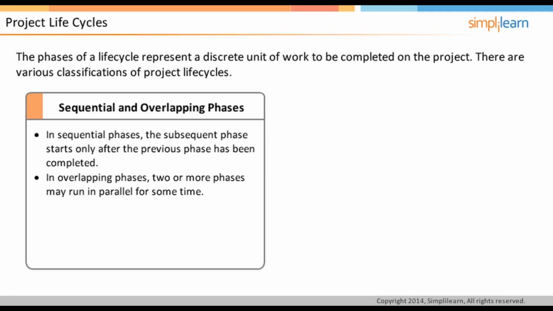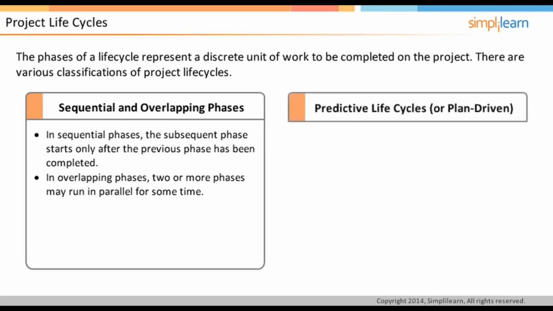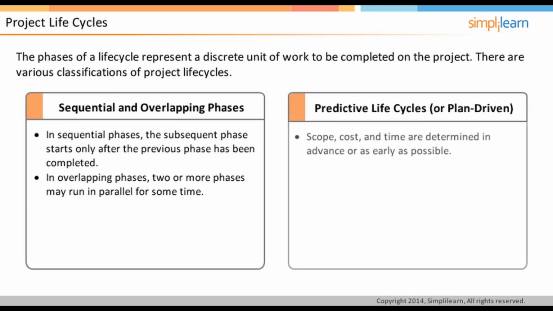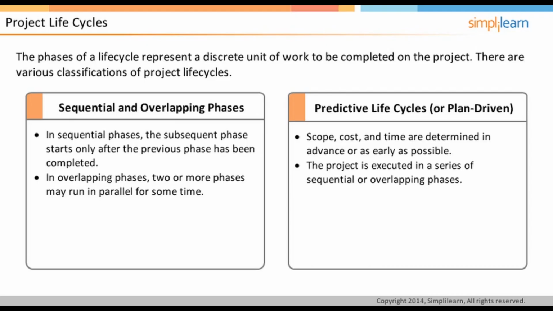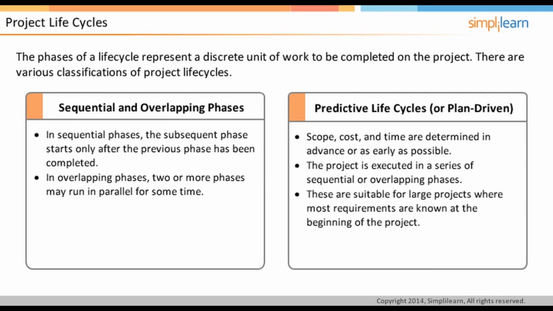The other way of classifying life cycles is how they go about the process of planning. In predictive life cycles, there is a large upfront planning phase where all the details of scope, cost, time are planned before beginning the subsequent phases. These phases then are executed in either sequential or overlapping modes. They are suitable for large projects where all the requirements are likely to be known in advance and where upfront planning effort is required to get the necessary approvals.